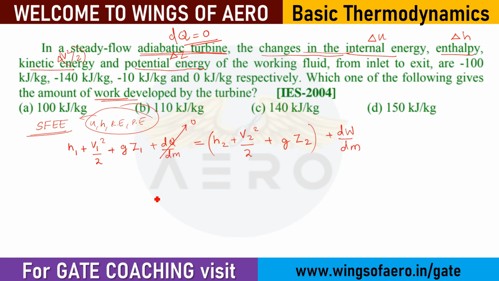Now change means what? Either you keep this term on the other side or this side, either way you can keep. Let me keep it this way: minus of dW by dm, that is del h, means h2 minus h1, plus del V square by 2, plus del Z into G.